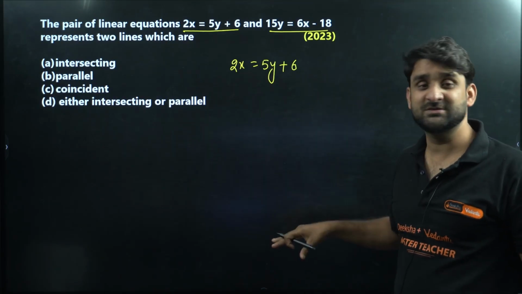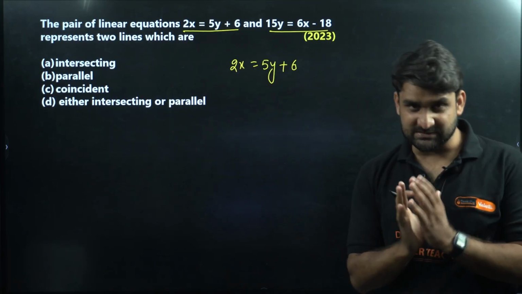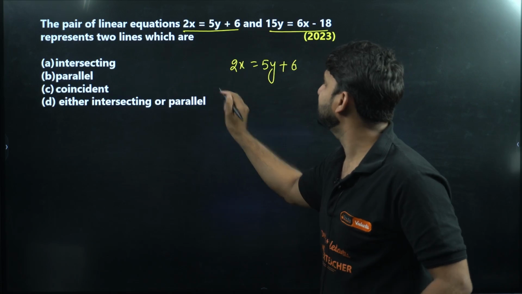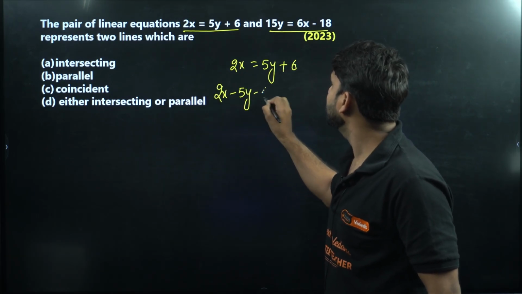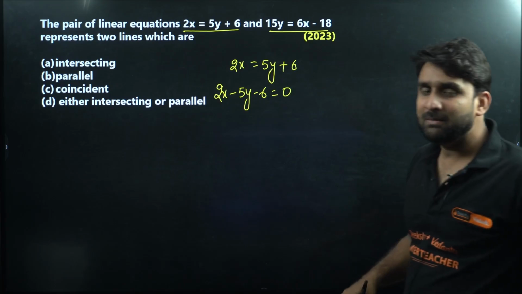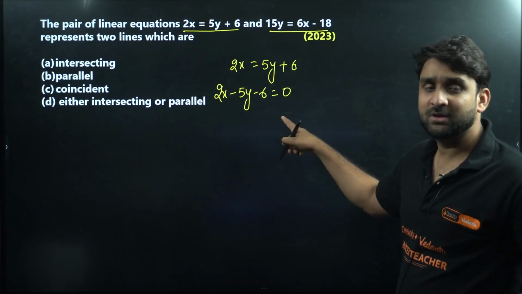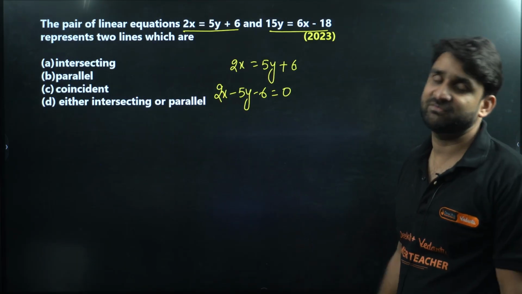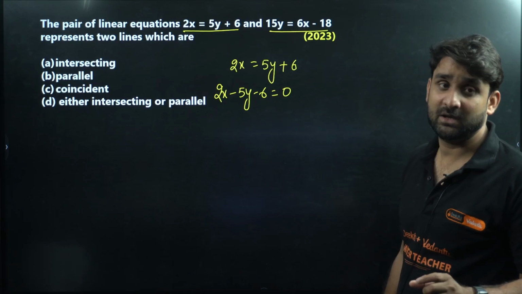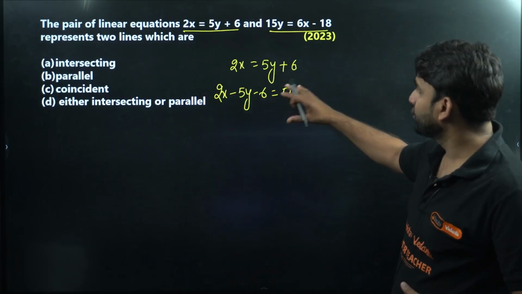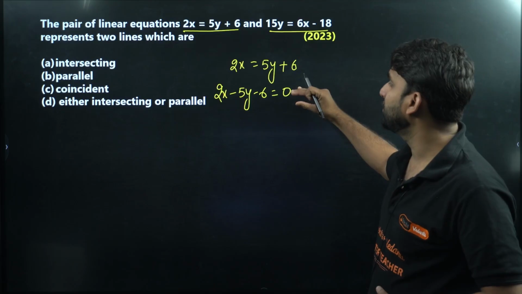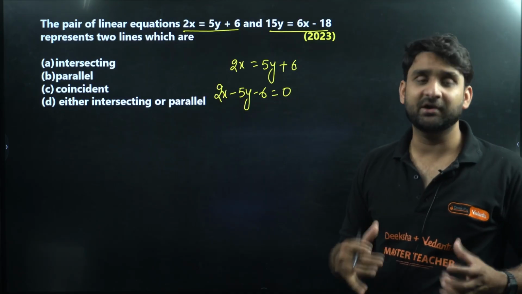Right side must be 0 and every term should be on one side. So make sure to pull all these things to that side. So we can write here 2x minus 5y minus 6 equal to 0. Why am I doing this? By doing this, you can get the values of a1, b1, c1 comfortably and accurately, right? Otherwise, there will be some chances to make mistakes. So always make sure to write the equation in its standard form, right?